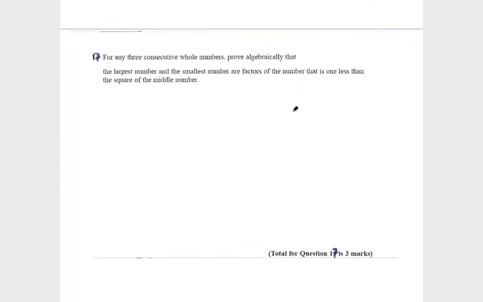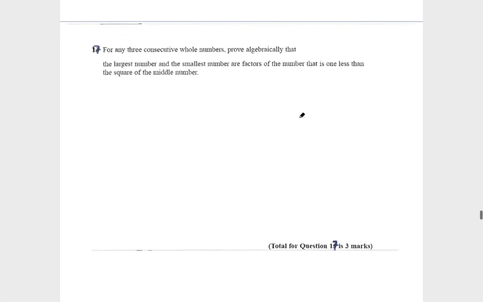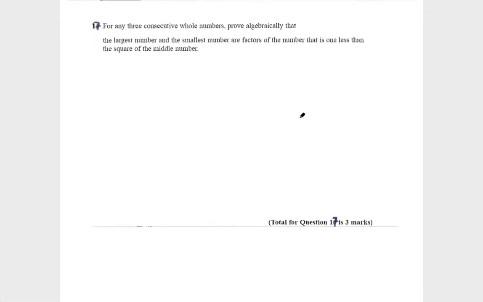Question 17. For any 3 consecutive whole numbers, prove algebraically that the largest number and the smallest number are factors of the number that is 1 less than the square of the middle number. So this is a very complicated setup. Very complicated to read through the words. But we can start off with any 3 consecutive whole numbers, so I'm going to call them n, n plus 1, n plus 2.